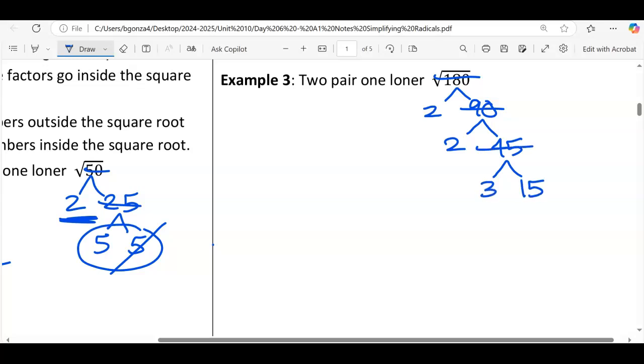Okay, always start with 2, then you try 3. Does 3 go into 15? What do you think? 3 times 5. Is 5 prime or do we break it down? 5 is prime. So this number, 180, has 5 building blocks. 5 prime numbers that multiply to make 180.